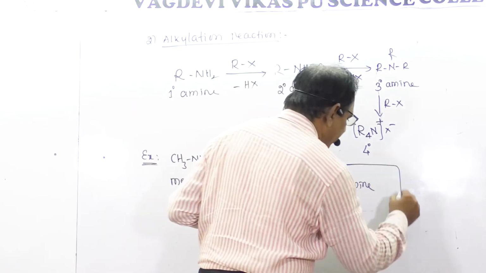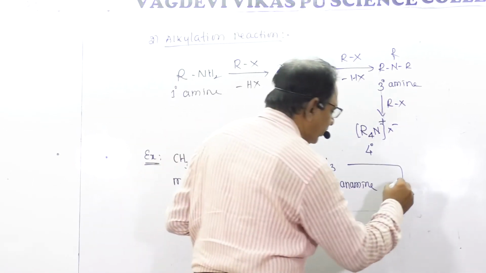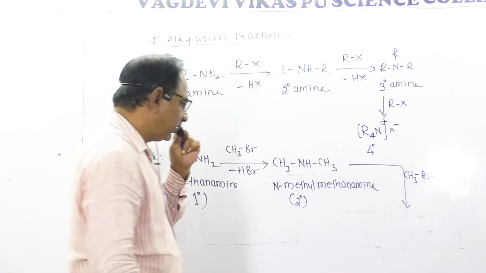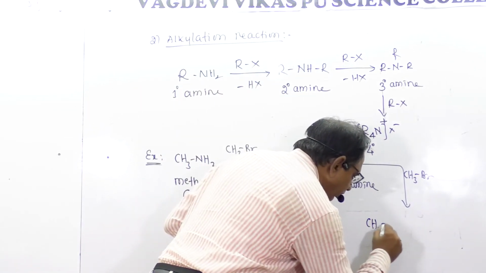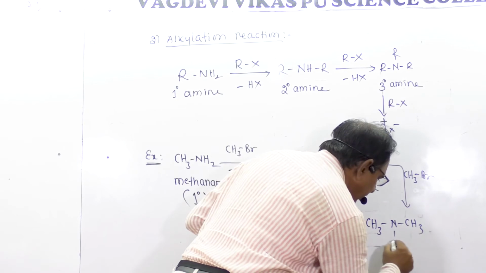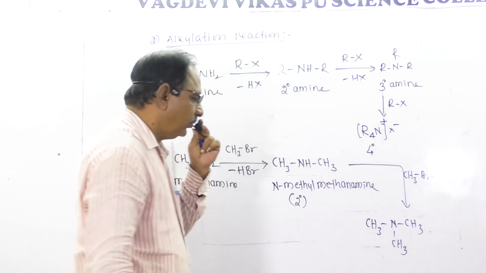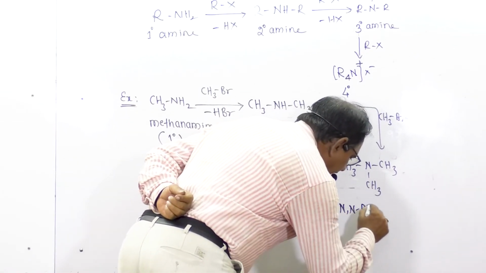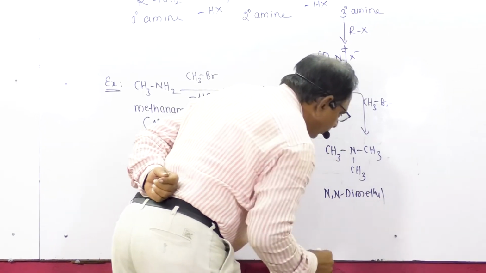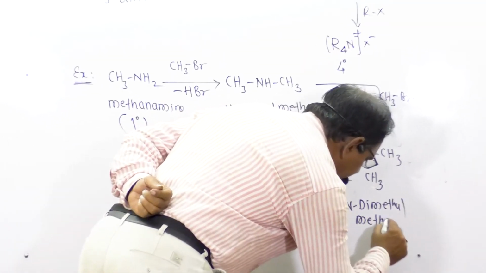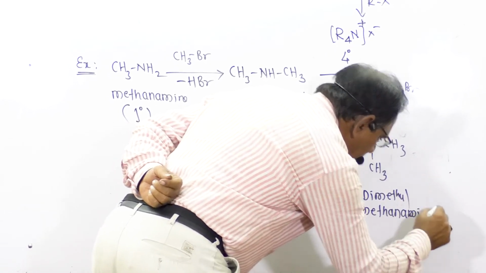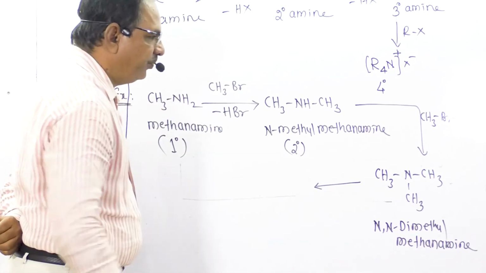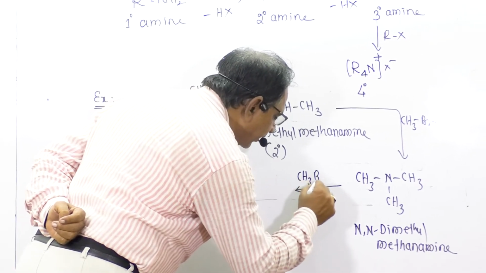This secondary amine, N-methyl methanamine, is treated with another molecule of CH3Br, bromomethane, to form N(CH3)3. The name of this one is N,N-dimethyl methanamine. Then that is treated with another molecule of CH3Br.